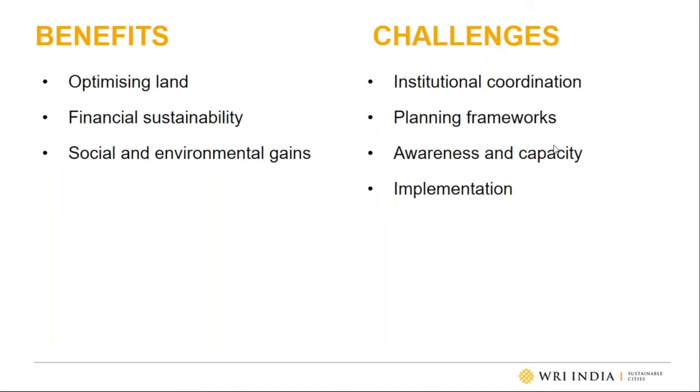On the other hand, the challenges are, first, institutional coordination: absence of incentives and mechanisms for institutional coordination among various government and transit agencies, and lack of clear, fair, and transparent rules for cost, profit, and risk sharing among stakeholders. Second, planning frameworks: lack of an integrated and tiered planning framework with suitable development control regulations undermines the potential of TOD and land value capture. Third, awareness and capacity: a common language and understanding of land value capture implementation and benefits are lacking among stakeholders. They also lack capacity for planning and execution of financial arrangements.